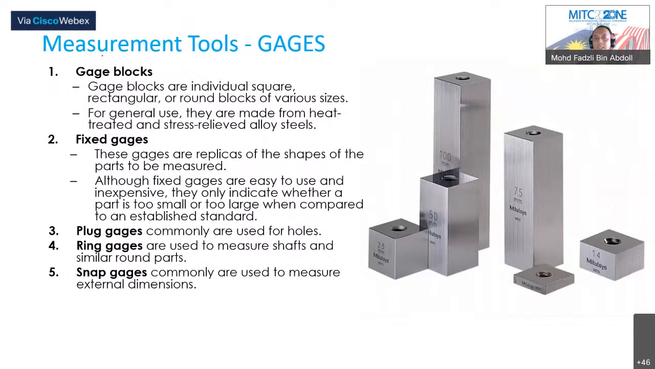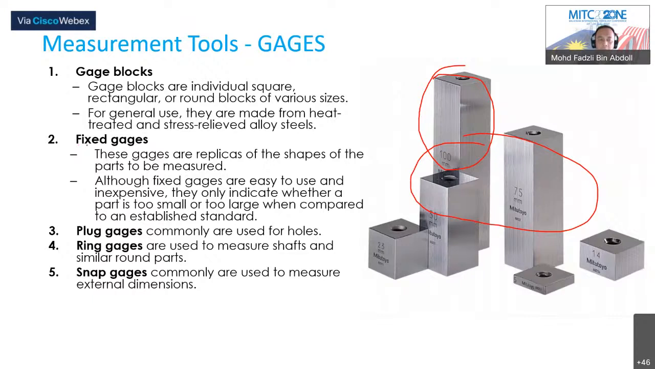Okay, this is the measurement tool. Gauge. Gauge ni dia ada berbagai-bagai jenis. Yang di sini kita tuliskan kita ada 5 types of gauge. Yang pertama adalah gauge block. Gauge blocks are individually square, rectangular or round blocks of various sizes. This is the gauge block. Semua ini adalah gauge blocks. For general use, they are made from heat-treated and stress-relieved oil steel.